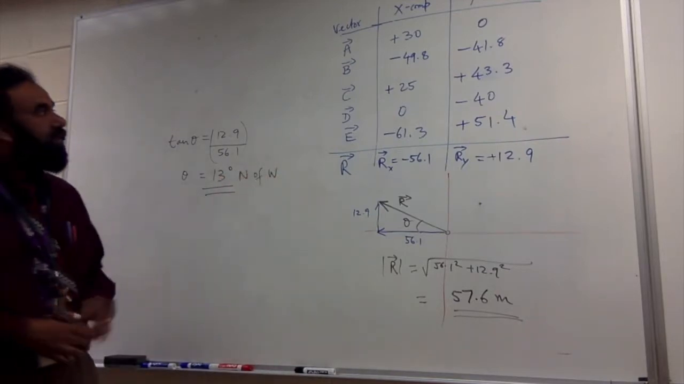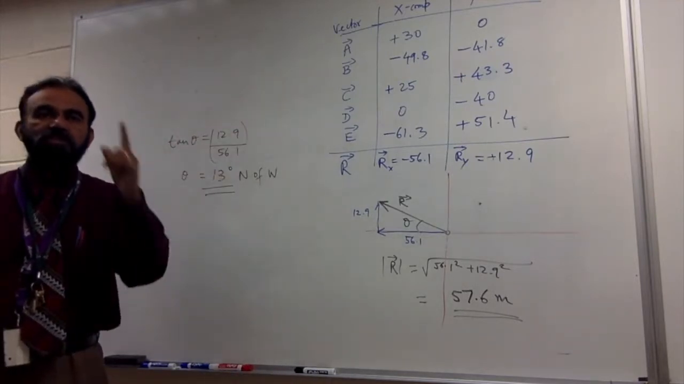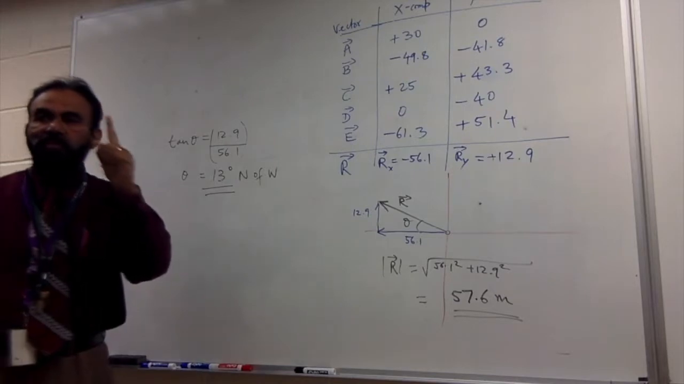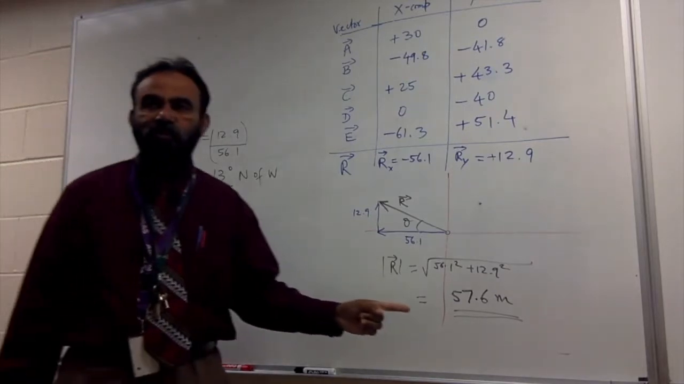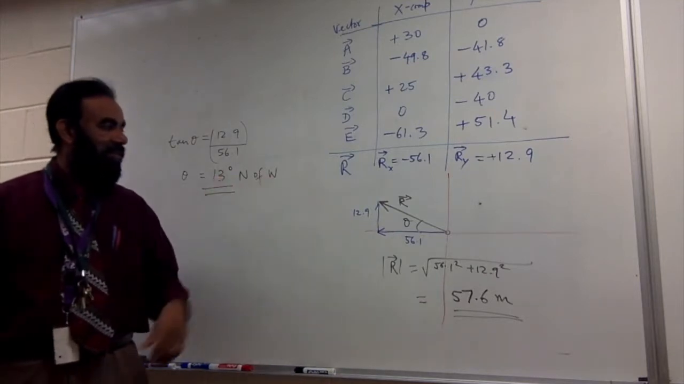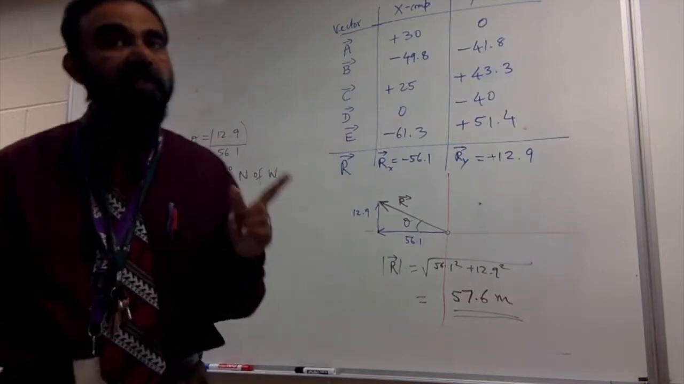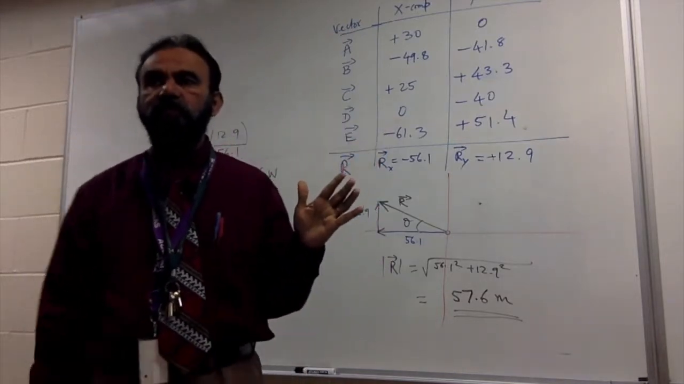So instead of telling that person, go here and go here and go here and make all those displacements, you can just say one answer in the end, which is just go 57.6 meters, but make sure you're angled at 13 degrees north of west and you reach your destination. Get it? Is it clear?